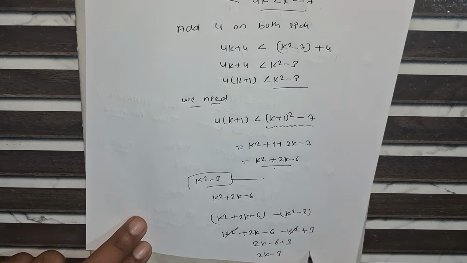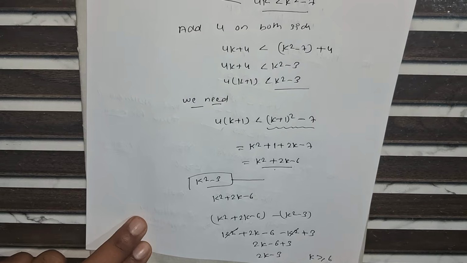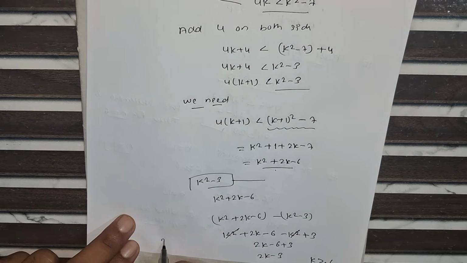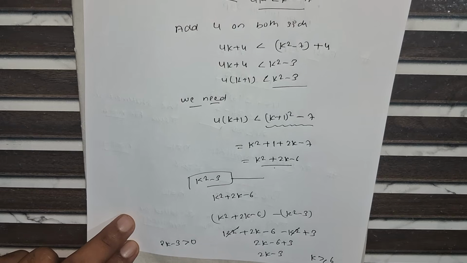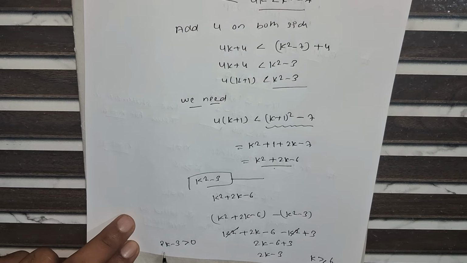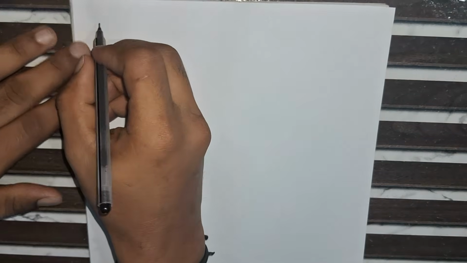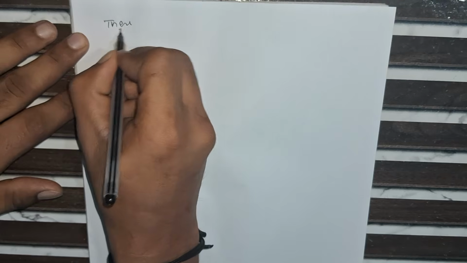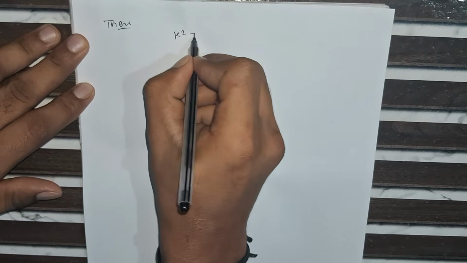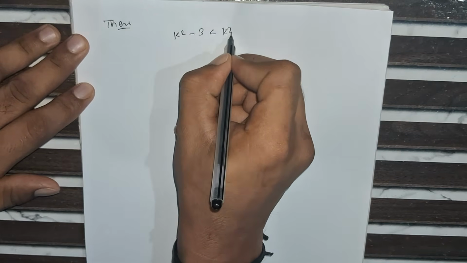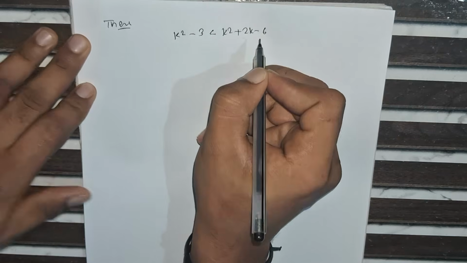So now here our k is greater than or equal to 6. According to this, we can say that our 2k minus 3 is also greater than 0. It means when you put the value 6 in this expression, you will get 2 sixes are 12 minus 3, which means 9. So 9 is greater than or equal to 0. That's why this is also greater than 0. So the inequality is there: k square minus 3 is less than k square plus 2k minus 6.